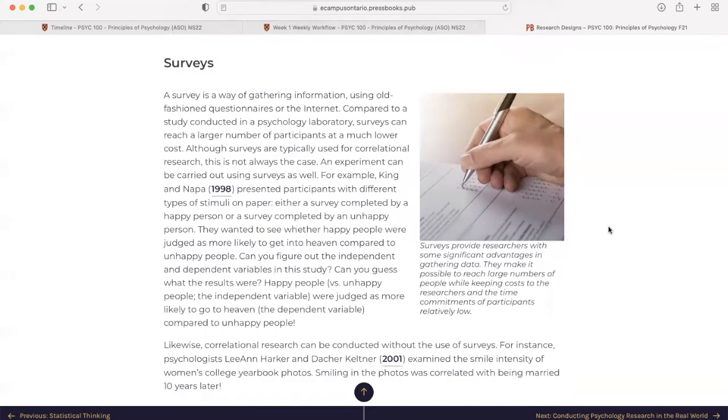For example, King and Napa in 1988 presented participants with different types of stimuli on paper, either a survey completed by a happy person or a survey completed by an unhappy person. They wanted to see whether happy people were judged as more likely to get into heaven compared to unhappy people. Can you figure out the independent and dependent variables in this study? Can you guess what the results were? Happy people versus unhappy people, the independent variable, were judged as more likely to go to heaven, the dependent variable, compared to unhappy people.